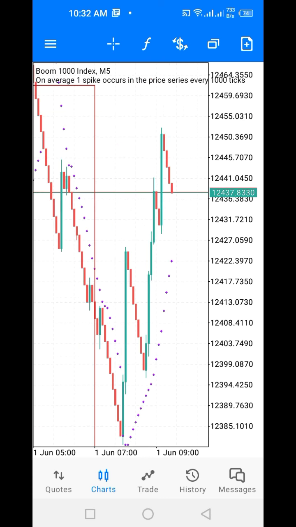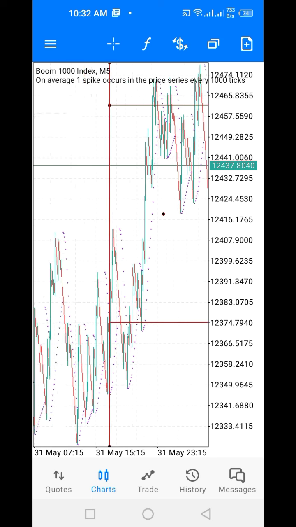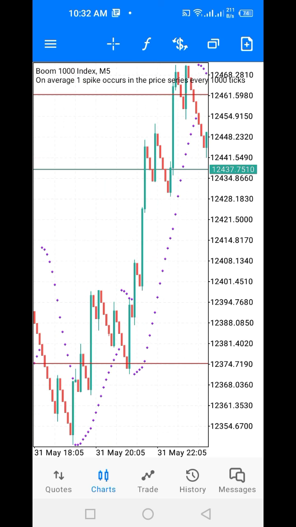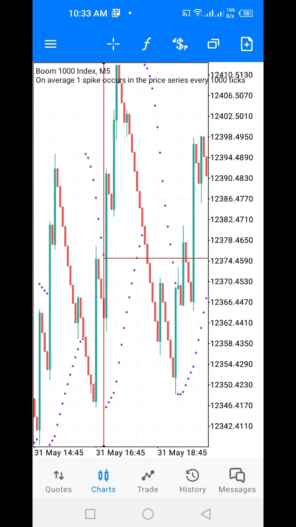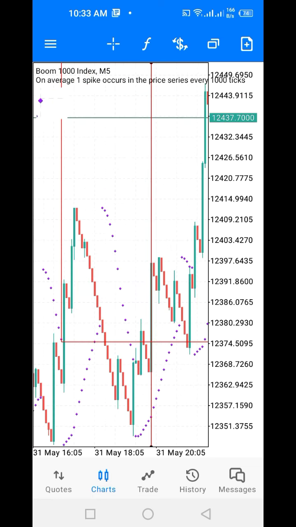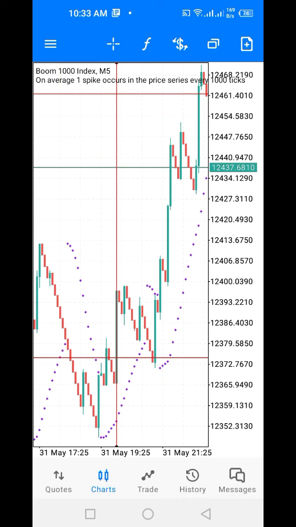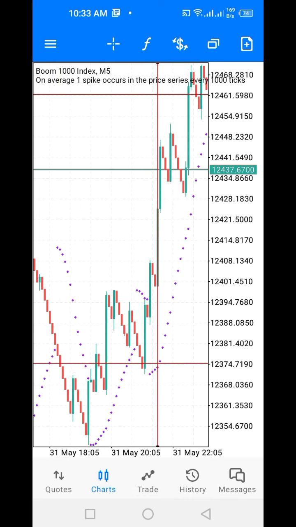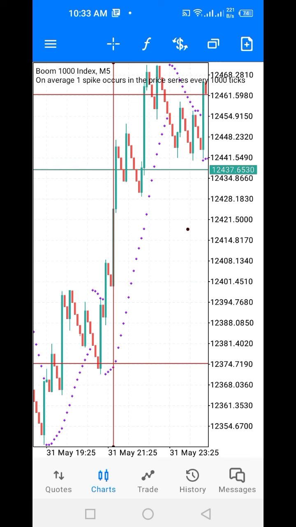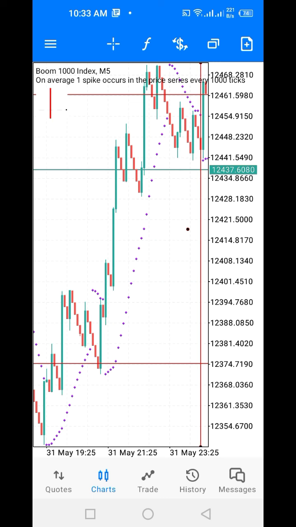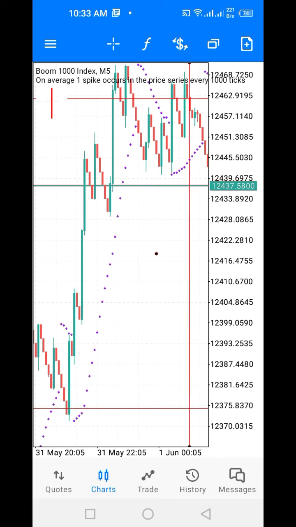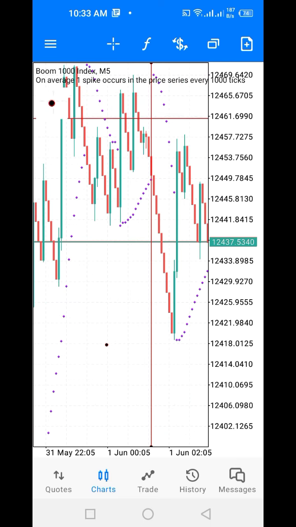5 minutes chart. So let's go to lower time frame. Can you see it? Inside the box, we have 1, 2, 3. Can you see it? Almost 1 hour. Look at it.